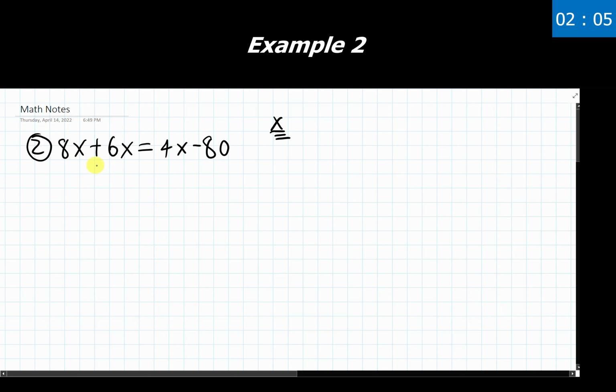I have 8x plus 6x. That's going to combine together. I'm going to get 14x. I can't do anything else with 14x. It's as simplified as it can be. Perfect. Looking at the right side, I have 4x minus 80. I can't add, subtract, or simplify this down any further because I have a variable term and a constant term, and these things can't combine together. Well, that's great. It means I just bring the 4x minus 80 down, and now both sides are fully simplified.